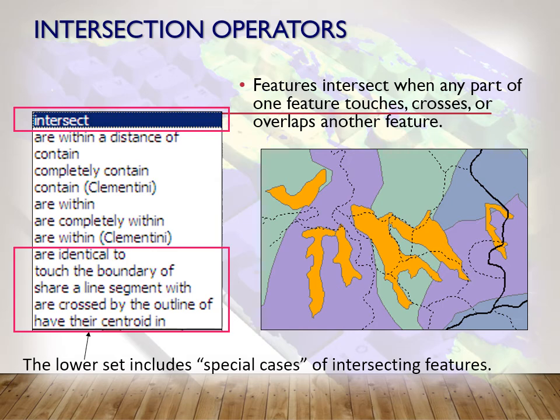Now, when you open up ArcGIS for various spatial queries, you have a lot of different options. To keep this a little bit simple, these down here at the bottom are all special cases for intersect. You can compare one feature to another and see if it's identical. Does it touch the boundary? Is it crossed by it? Is its centroid in it if you're dealing with polygons? Those are all different kinds of intersect operators.